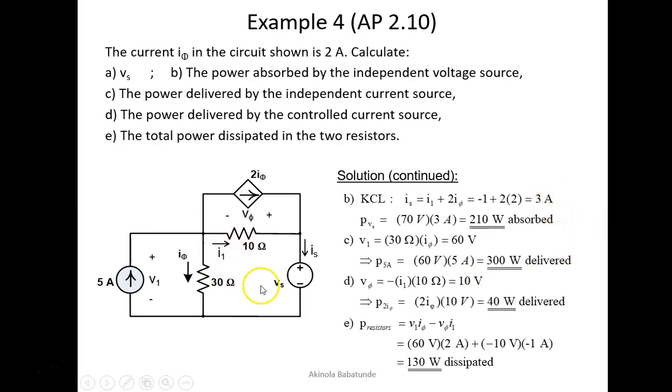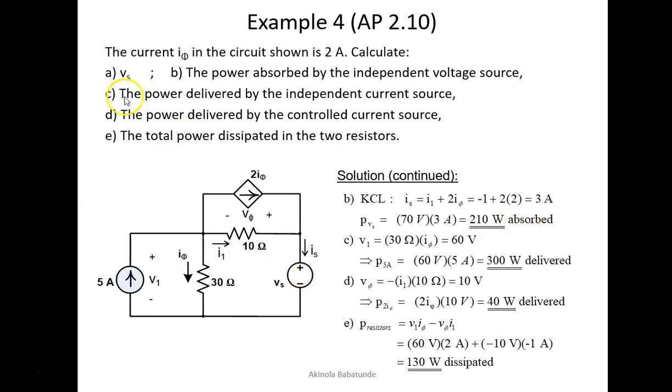So it becomes easy then to calculate the power for Vs. In the previous question, we found our Vs to be 70. Now we found our IS to be 3 amperes, with power equal to IV, current multiplied by voltage. If you multiply those together, you will find 210 watt. So the power absorbed by this independent voltage source is 210 watts.